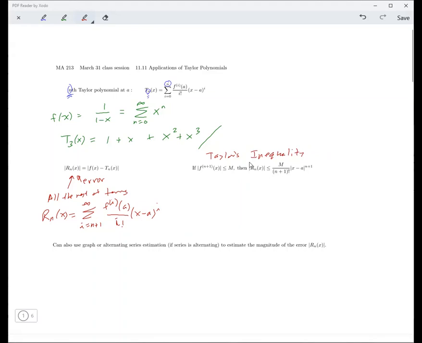Okay, so this inequality here is called Taylor's inequality. Basically, if you have the nth Taylor polynomial, T sub n of x, which is this, then when you're estimating with this polynomial, you have this error here, and it's given by this right here. An estimate of that error: all you need is the next derivative. If the (n plus 1)th derivative is less than or equal to M, then the remainder is less than or equal to M over (n plus 1) factorial, times the absolute value of x minus a to the n plus 1.